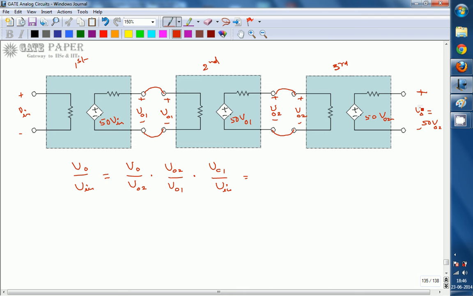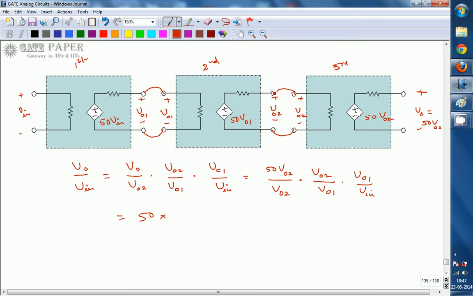Since there is no load resistor connected, we are going for the open circuit voltage gain. So 50 times of V02 divided by V02, into V02 we are writing as it is, divided by V01 and V01 divided by Vin.